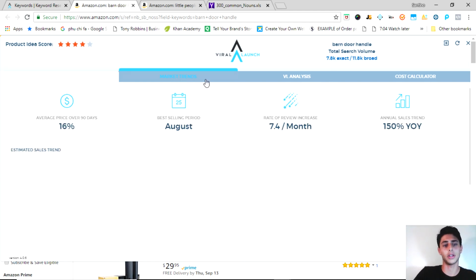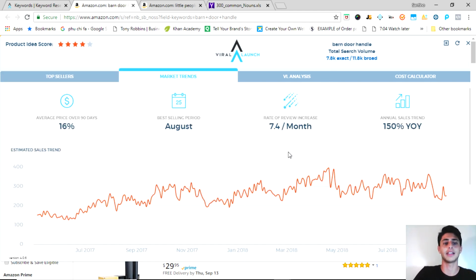So the next thing we could do is check out the market trends and then look at some of the stats here. So you can see the price has been increasing by 16% over the last 90 days. So that's indicative of a healthy market, which is a great sign. The best-selling period is August. So that just passed, but looking at the estimated sales trend, it looks consistent year round.